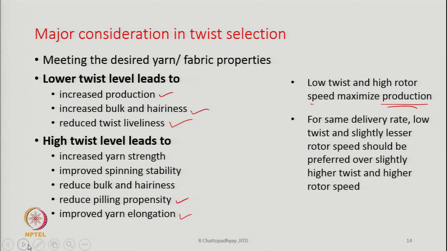For the same delivery rate, low twist and slightly lesser rotor speed should be preferred over slightly higher twist and high rotor speed. If we have an option between these two for the same delivery rate, there are two possible options: low twist and slightly lesser rotor speed, or higher twist and higher rotor speed. The preference should be given to the low twist and slightly lesser rotor speed, because this will reduce power consumption, because the rotor speed is low.